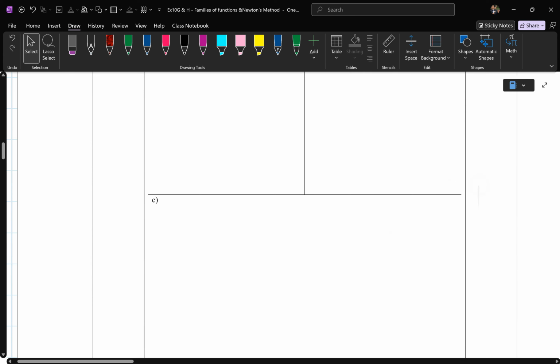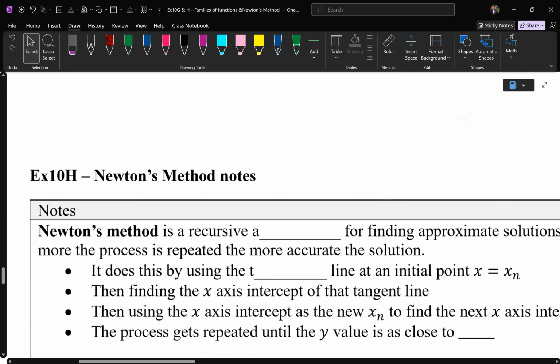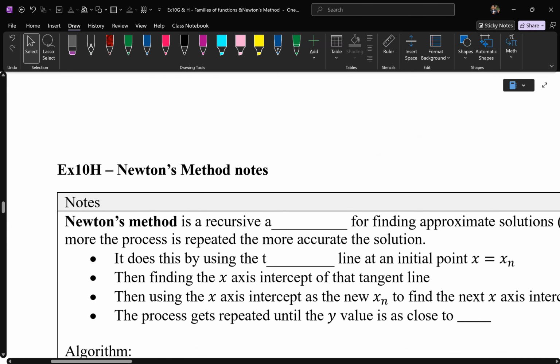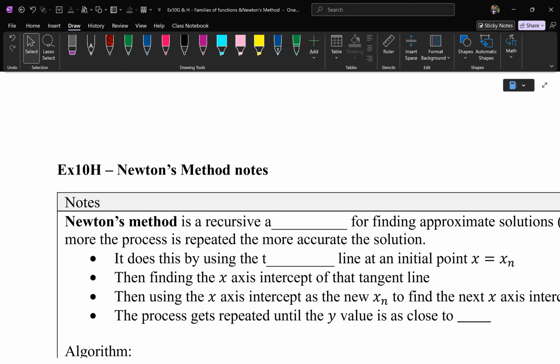Can I get a show of hands who've heard or seen Newton's method last year? Just so that I know if you know what it is. 1, 2, 3. And the majority haven't seen or heard of Newton's method. Is that right? Okay. This is as simple as it is.